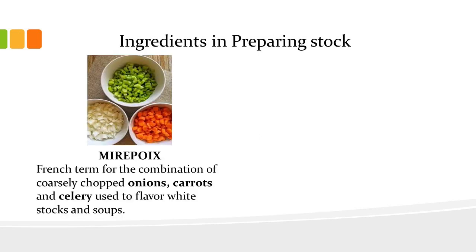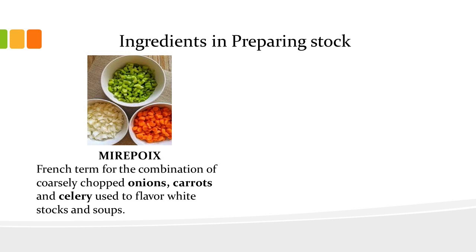Next is the mirepoix. Mirepoix is a French term for the combination of coarsely chopped onions, carrots, and celery used to flavor white stock and soup. Some may ask, what is white stock? White stock is one of the classifications of stock.